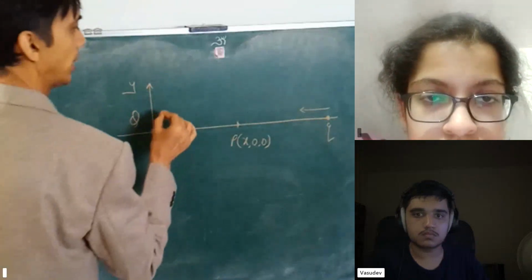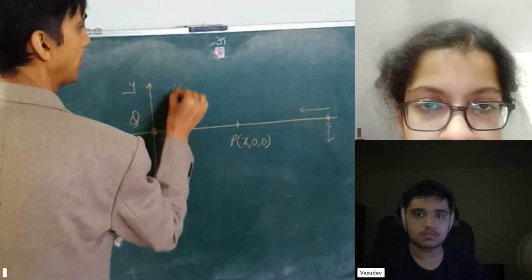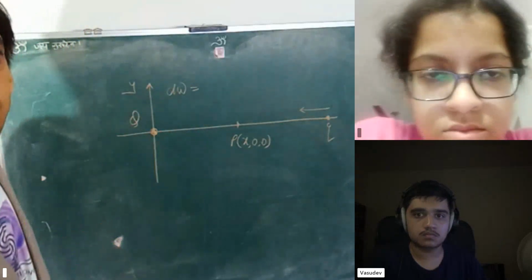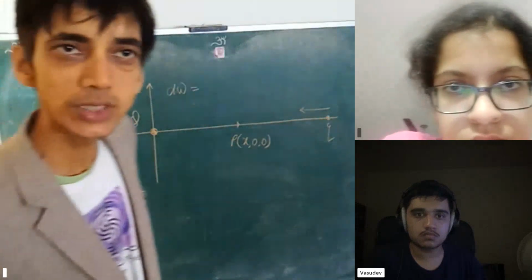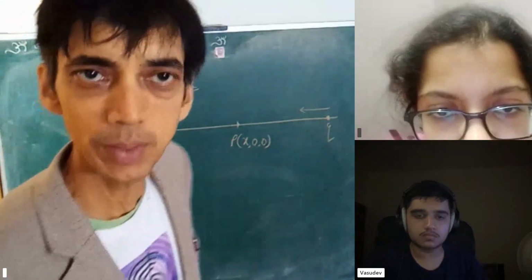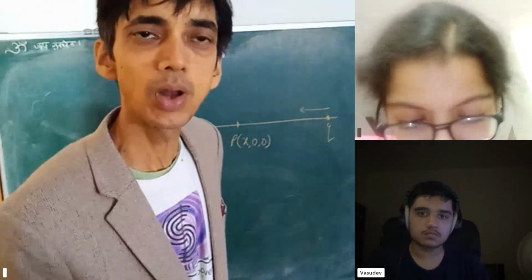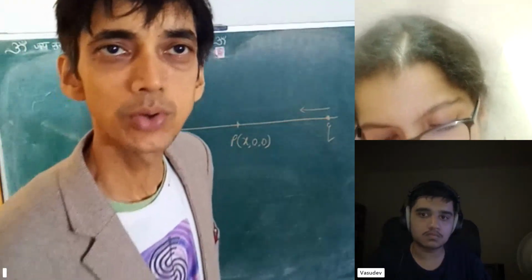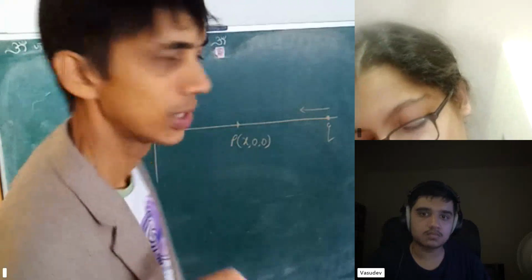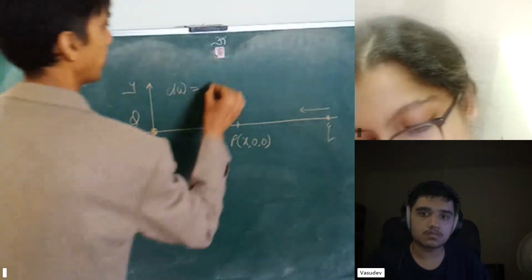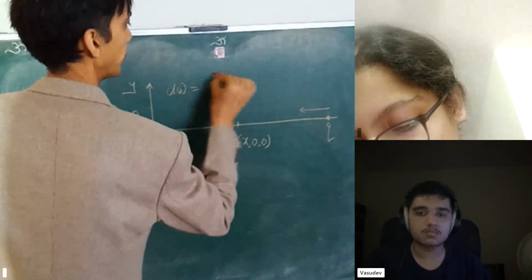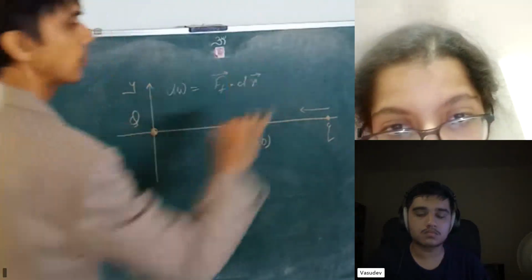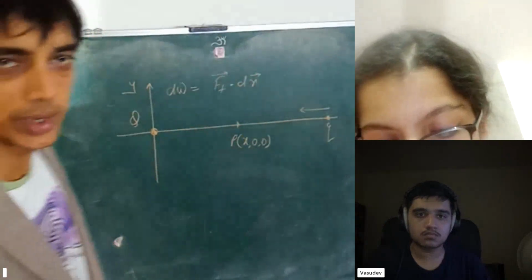What I'm trying to calculate is work done by me or work done by field force. Which force? Field force. By field force, what do I mean? Force on small q due to capital Q. That is the field force. So I'm trying to calculate work done by field force. FF dot dr is what I write. Very simply, work done by field force is FF dot dr.